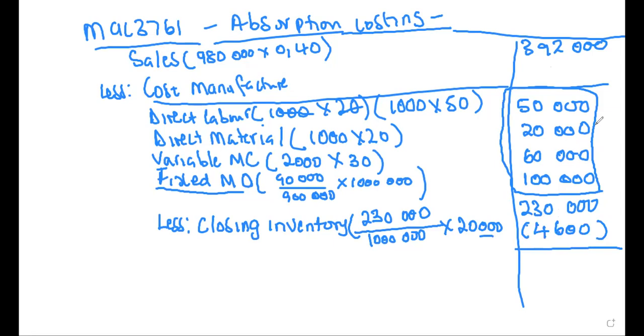When we have this 4,600, we subtract it from 230 to get the cost of manufacturing. So we are going to have 230,000 minus 4,600. How much is it going to be? 225,400, am I right? Yeah.